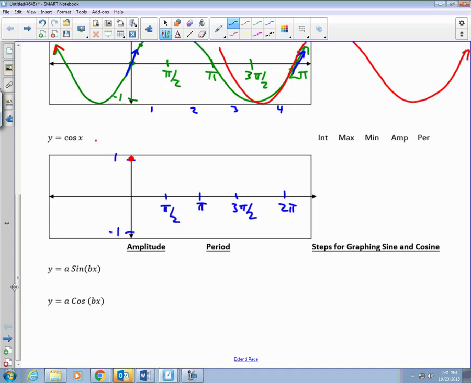And then cosine of pi over 2, that's 0. Cosine of pi, that's -1. Cosine of 3 pi over 2, that's 0. Cosine of 2 pi, that goes back to 1. So it's very similar to the sine graph. It's still a wave. It's just shifted.